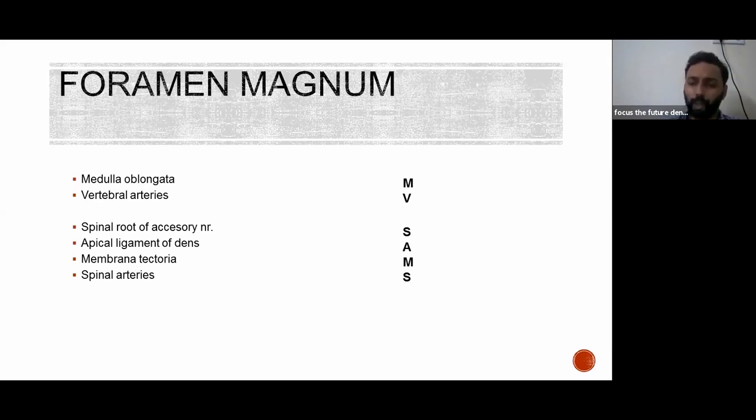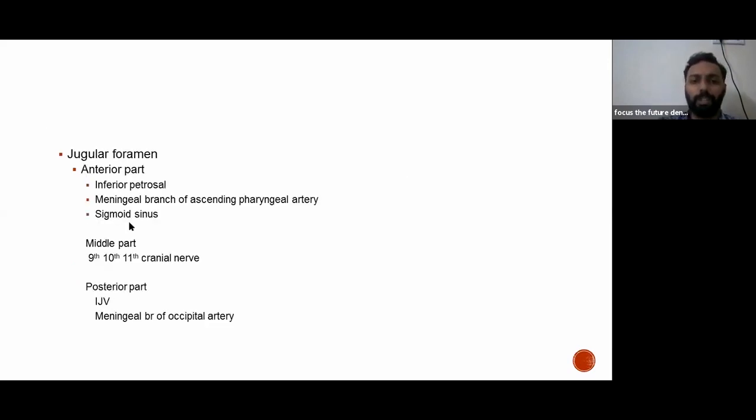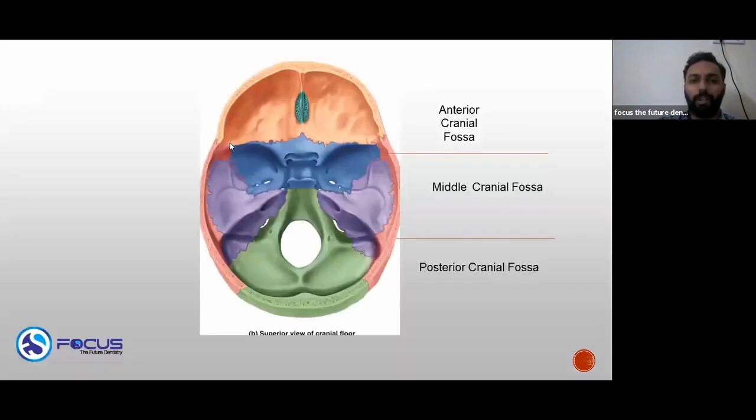So I'm just stressing on these two, foramen magnum and jugular foramen. So that is regarding the posterior cranial fossa.